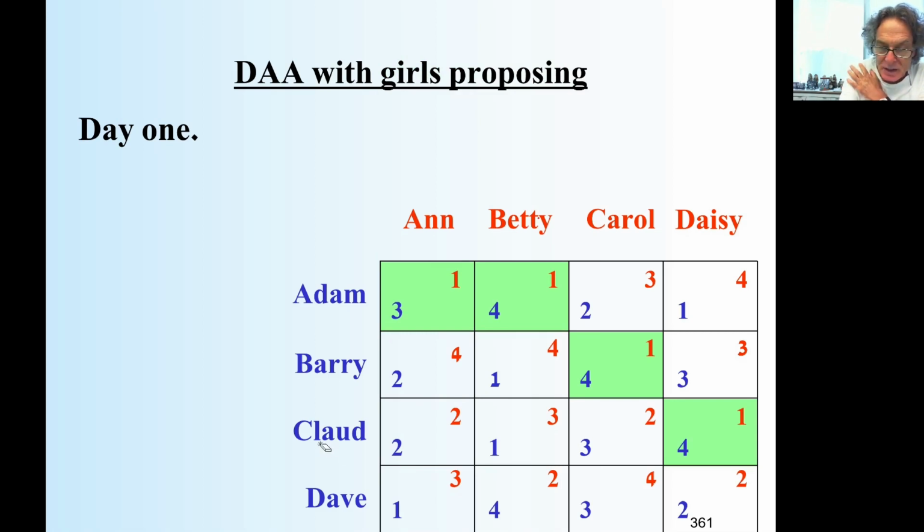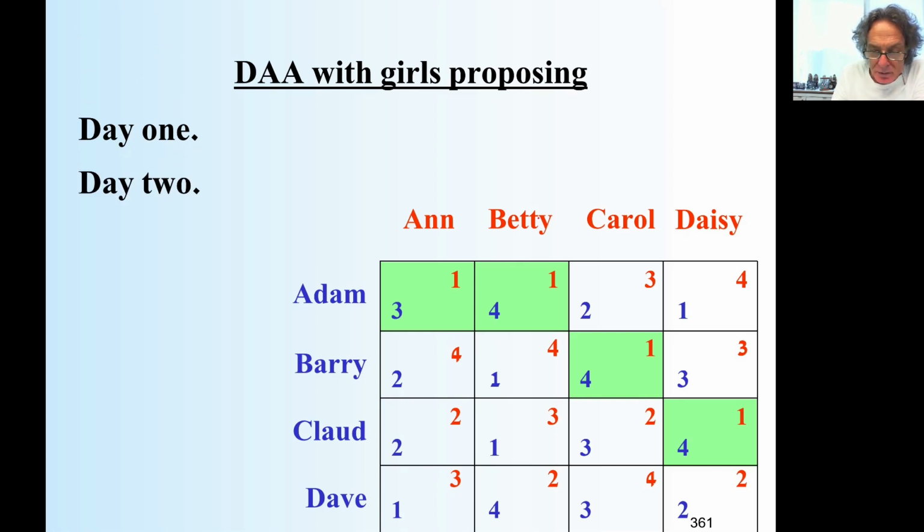Claude says to Daisy, maybe I'll take you, but let's see if I don't get something better. Barry says to Carol, meanwhile wait, but I may get better. Adam says to Betty, look, I got somebody better than you, I reject you. And he says to Anne, maybe I'll end up with you, unless I get a better one from other rejected girls. So Betty is rejected.